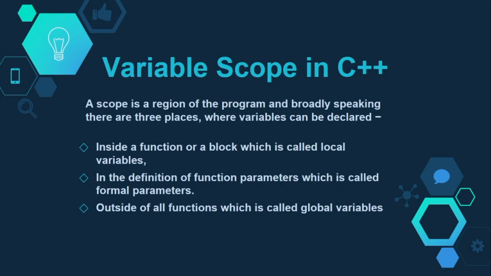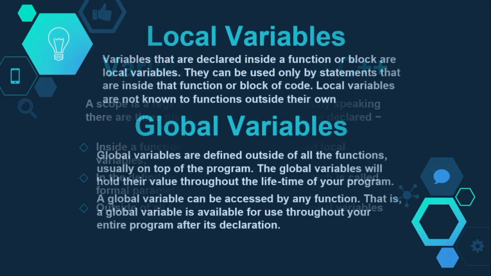Here, let us explain what are local and global variables. So first, local variables. Variables that are declared inside a function or block are local variables. They can be used only by statements that are inside a function or block of code. Local variables are not known to functions outside their own.